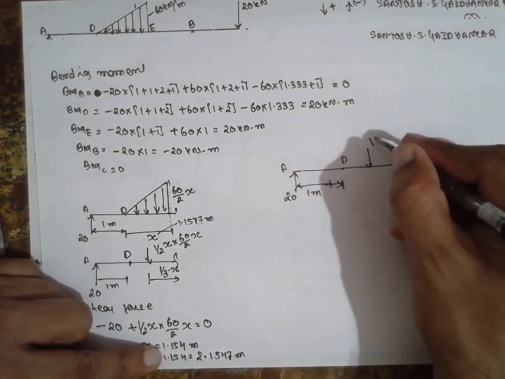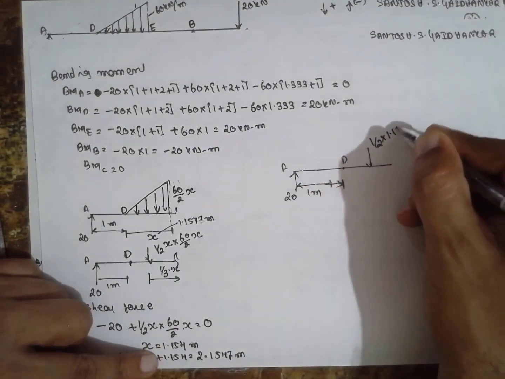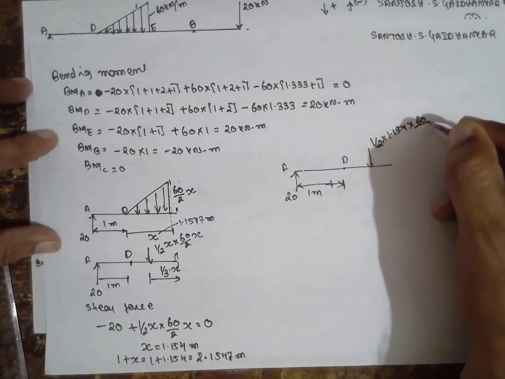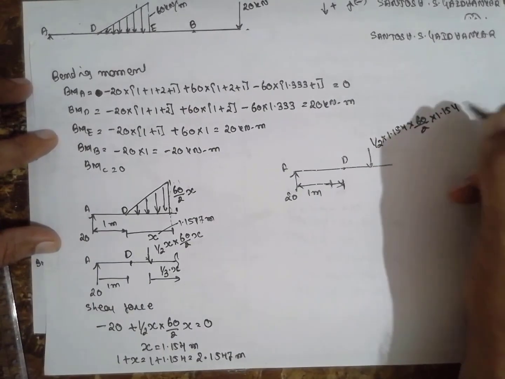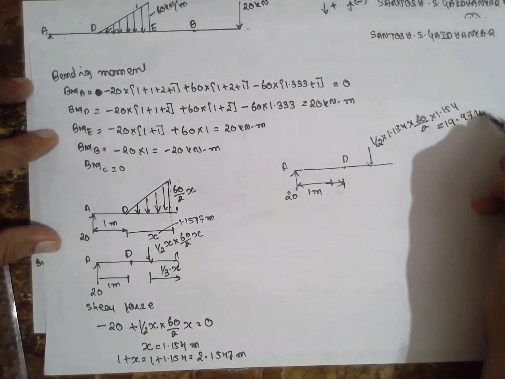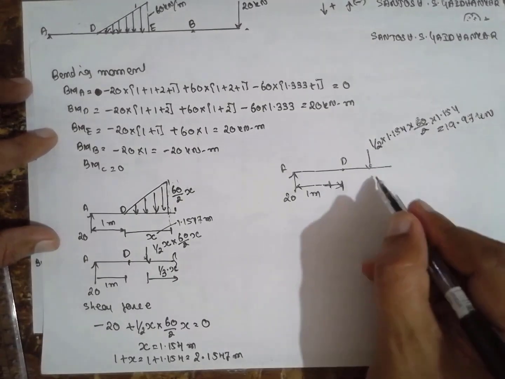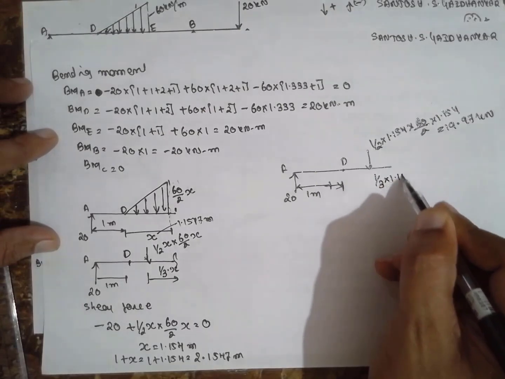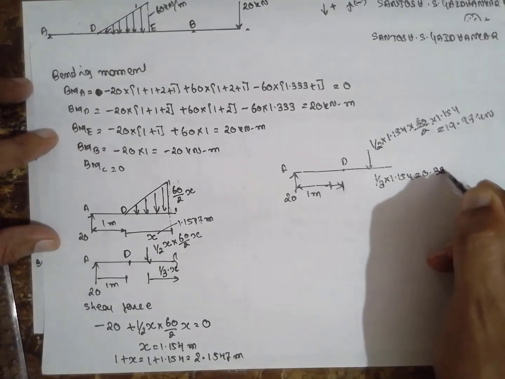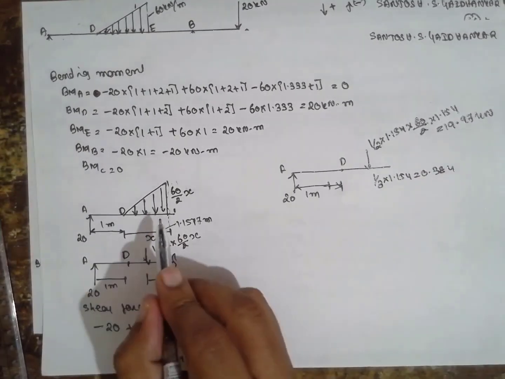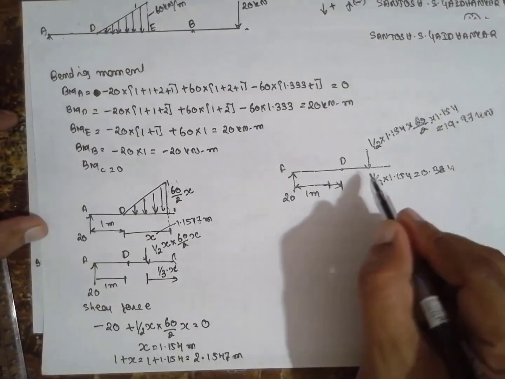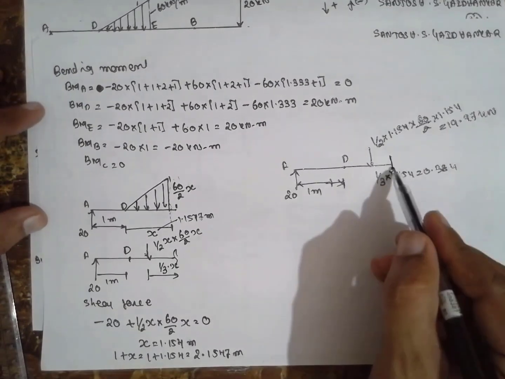Substitute here, 1 by 2 into 1.154 into 60 divided by 2 into 1.154. The answer will be 19.97 kilonewton. Now 1 by 3 into 1.154. You will get the answer as 0.384. From the base we are considering 1 by 3. From this side you have to consider 2 by 3, because this is enough for us. We know how to find out this value. Now how to find out this value?